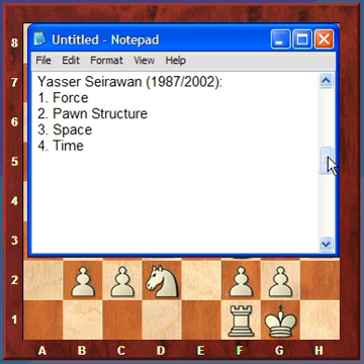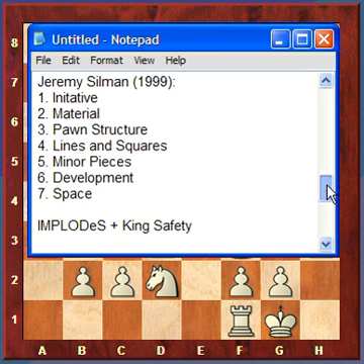And then my next person is Jeremy Silman. In 1999 he released The Amateur's Mind, and I'm pretty sure he released Assessing Your Chess before that. I happen to have the second edition, and the third edition, which I saw in the bookstore, is like twice as thick, but I have and used the second edition. He broke down assessing a chess position into 8 different factors: initiative, material, pawn structure, lines and squares, minor pieces, development, and space.